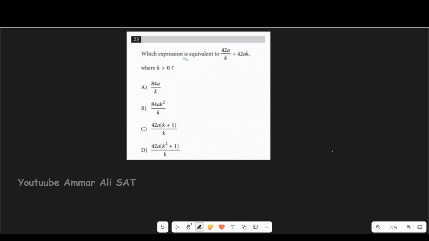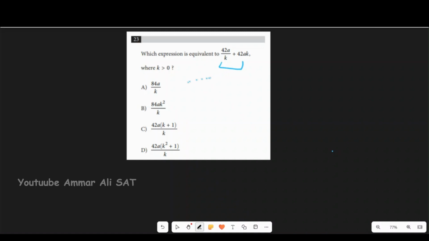Which expression is equivalent to 42a over k plus 42ak, where k is greater than 0? Okay, so the concept we would need for this problem is basically how to simplify expressions, right? Because ultimately that's what we need to do.